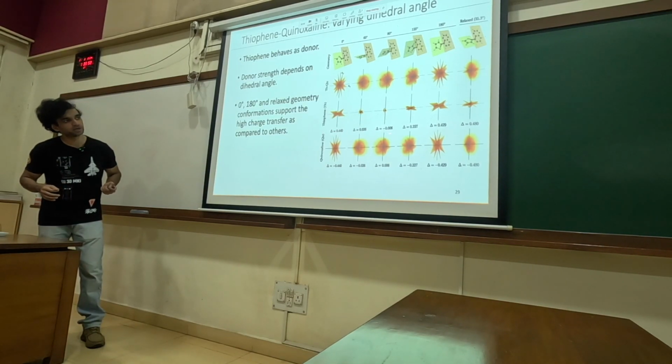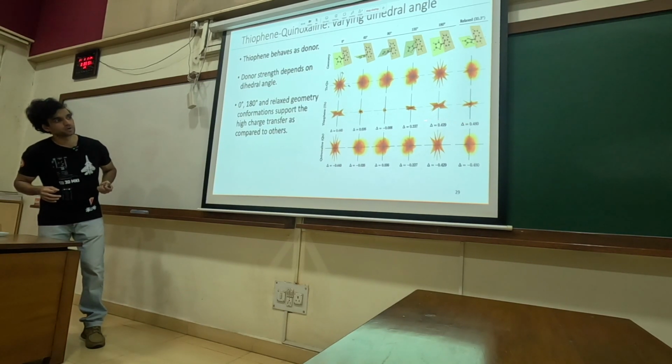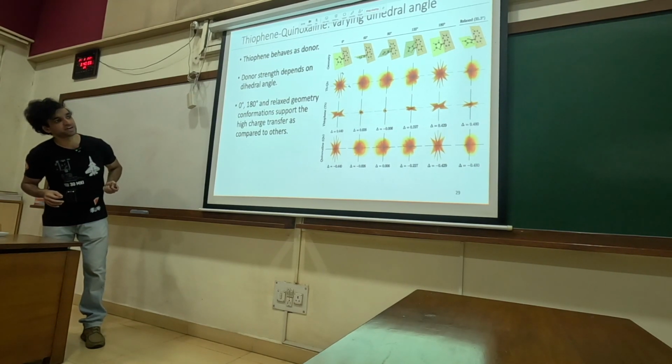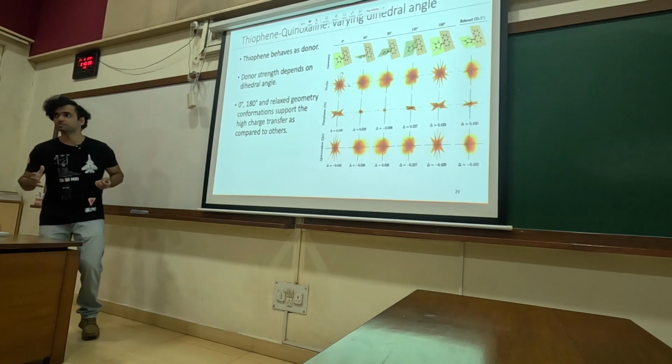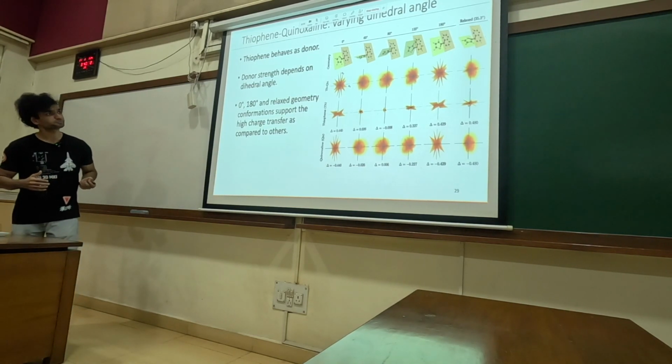In the 0 degree and 180 degree conformations, the quantities are almost the same, and in 90 degree, it's the minimum. An interesting observation is that neither 0 degree nor 180 degree has the highest donor behavior. The relaxed geometry has the highest donor strength, which was kind of opposite to what we were expecting.